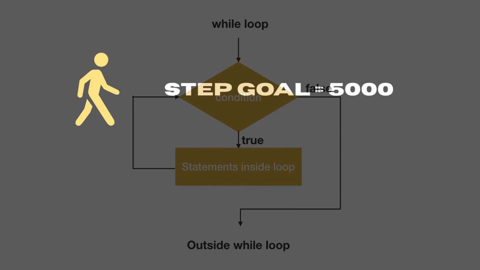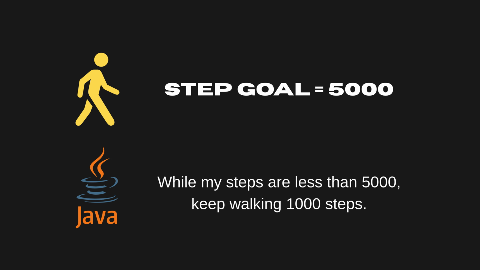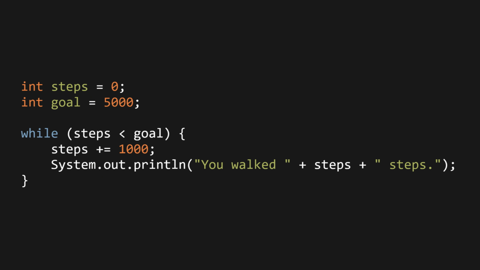Example, imagine your step goal is 5,000. You tell Java, while my steps are less than 5,000, keep walking 1,000 steps. So int steps = 0, int goal = 5000. While steps < goal, steps += 1000. System.out.println("You walked " + steps).